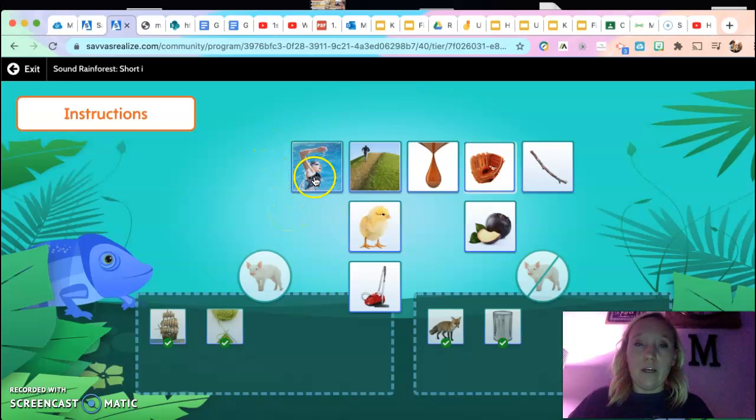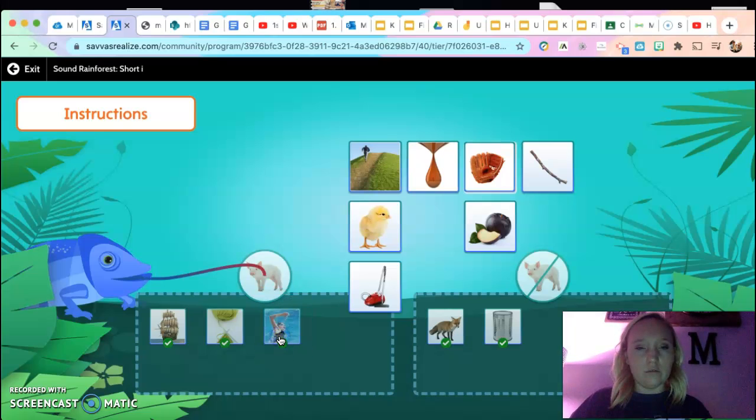I'm going to pick a card, and then I want you to point to the column where you think it's going to go. Swim. Point to the column where you think swim will go. Did you point to the column with the pig? Yeah, swim. Swim has the I sound in the middle.